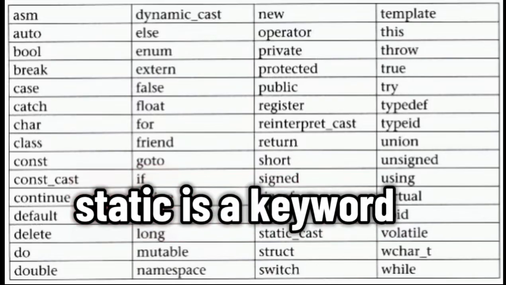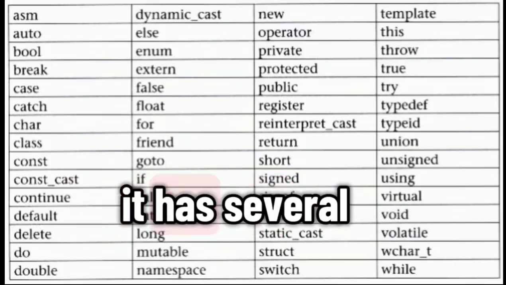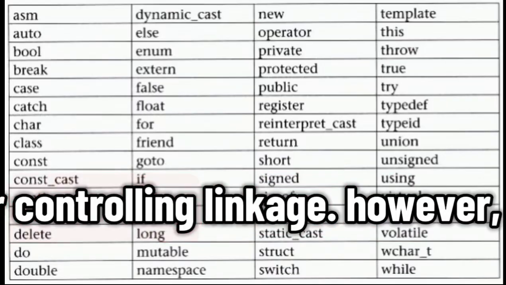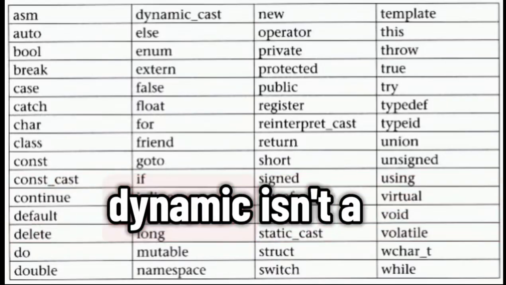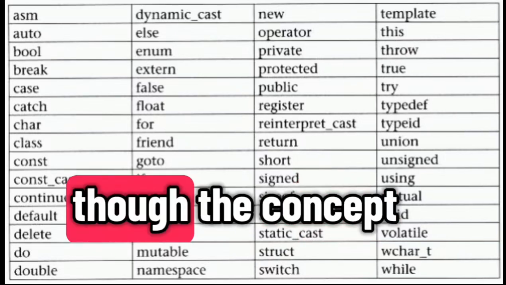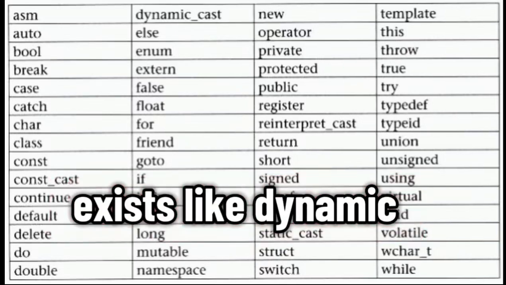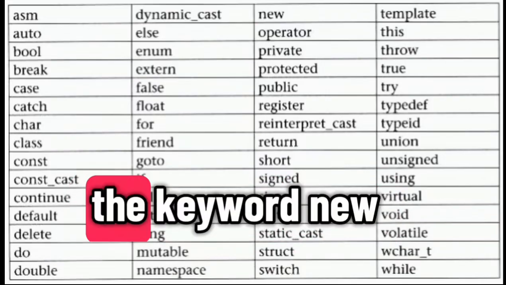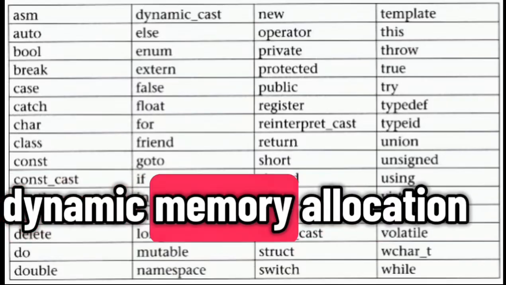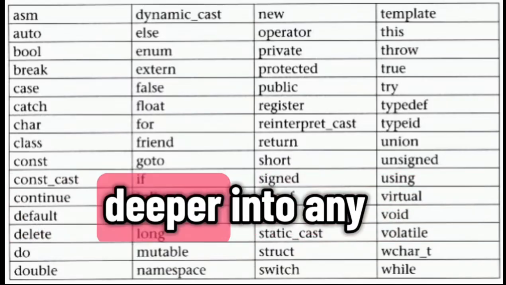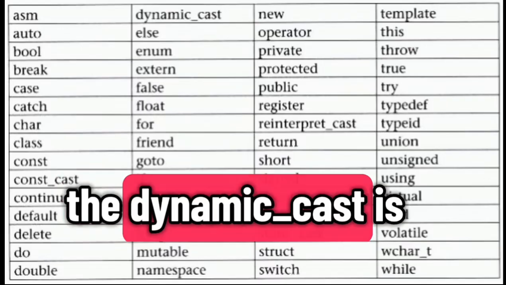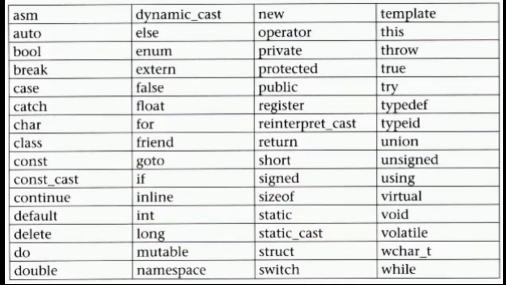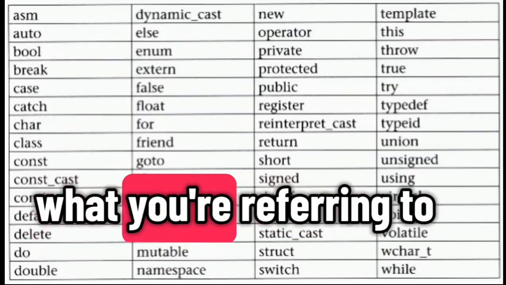You're right that static is a keyword in C++. It has several uses, like defining the scope or lifetime of a variable, or controlling linkage. However, dynamic isn't a keyword in C++. Though the concept of dynamic behavior exists, like dynamic memory allocation, dynamic itself isn't a reserved word. The keyword new is used for dynamic memory allocation. Want to dive deeper into any of these? I think the dynamic_cast is a keyword. Ah, I see what you're referring to.